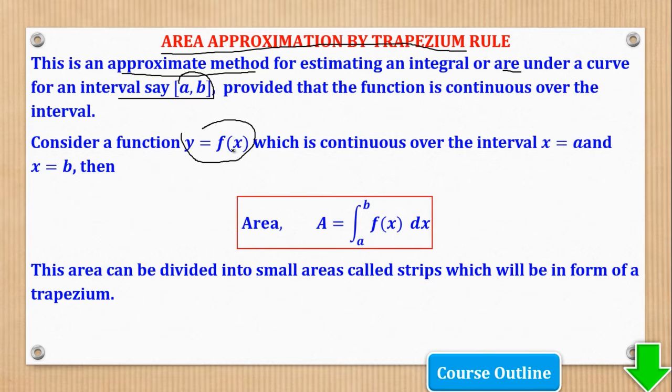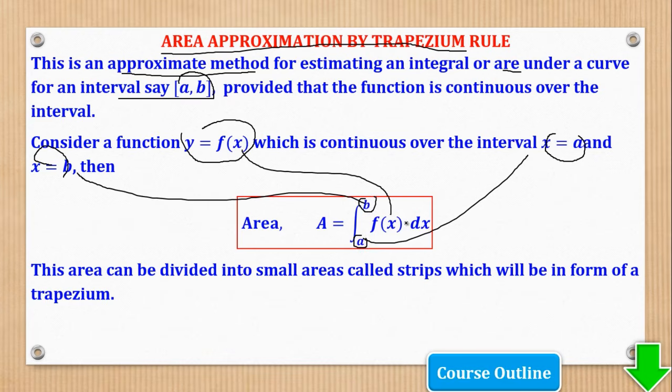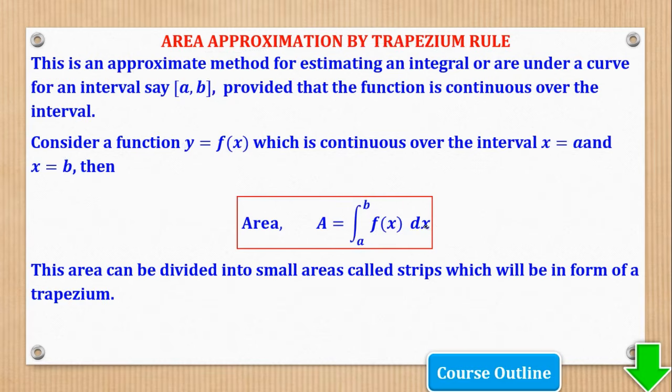So we already know that given a function representing a curve, the area under the curve from x equal to A to x equal to B is given by the integral from the lower limit, which is x equal to A, to the upper limit, which is x equal to B, of that given function with respect to the variable x. So this is a function in terms of x, that is why we integrate with respect to x.